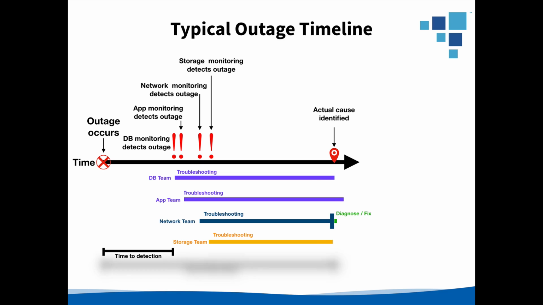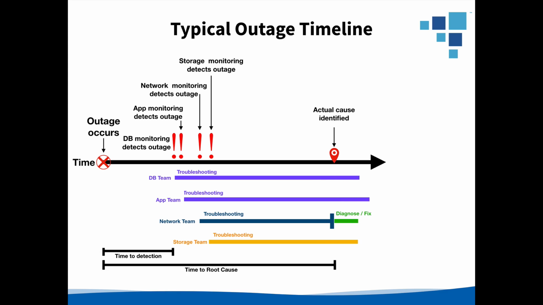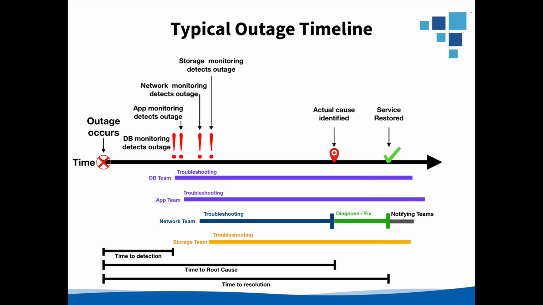found. Once we have the actual cause, the team that found it will typically work on diagnosing and fixing that problem until service is restored, and then notify the other teams that they found and fixed the problem, causing them to stop their troubleshooting process. And this is a pretty typical timeline in most outages. In this diagram, you'll see that we've also called out three key metrics: the time to detection, the time to root cause, and the time to resolution.